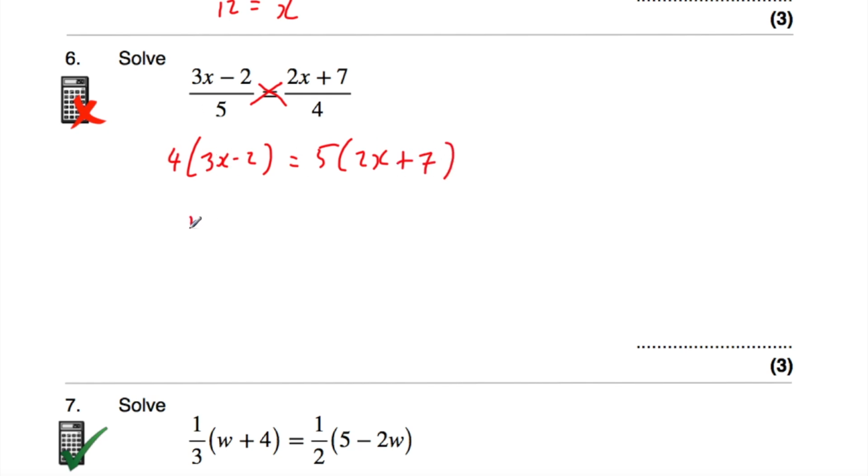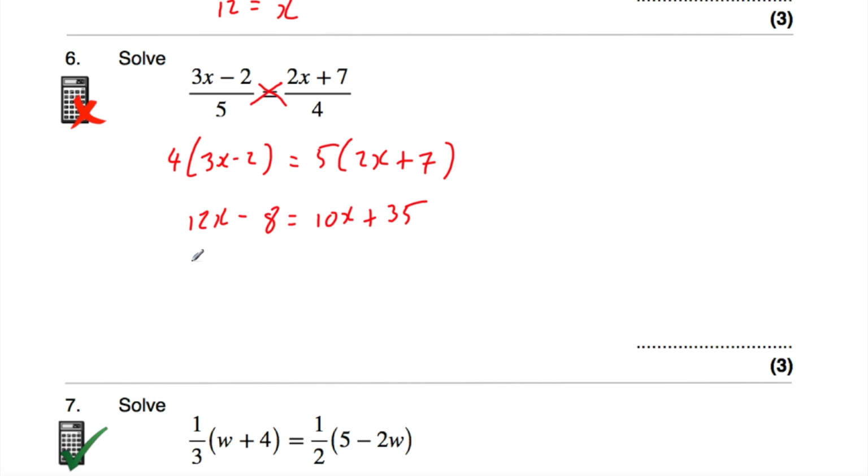4 times 3x is 12x, and then we've got minus, and 4 times 2 is equal to 8. And then the right hand side of the equation, 5 times 2x is 10x, and 5 times 7 is plus 35. And as you can see, that's what you get when you multiply the terms in this numerator by 4, 12x minus 8, and the terms in this numerator by 5, so that'd be 10x plus 35. Now let's solve this equation.